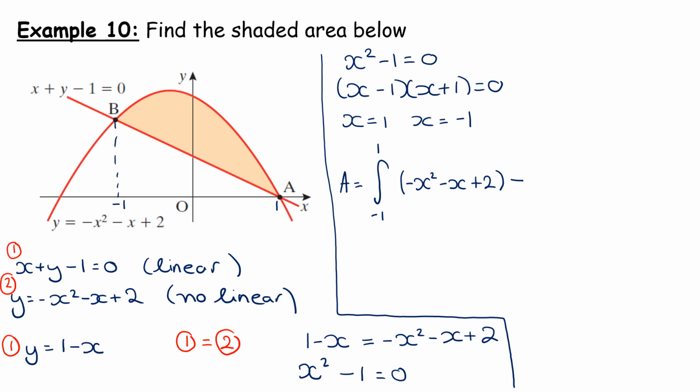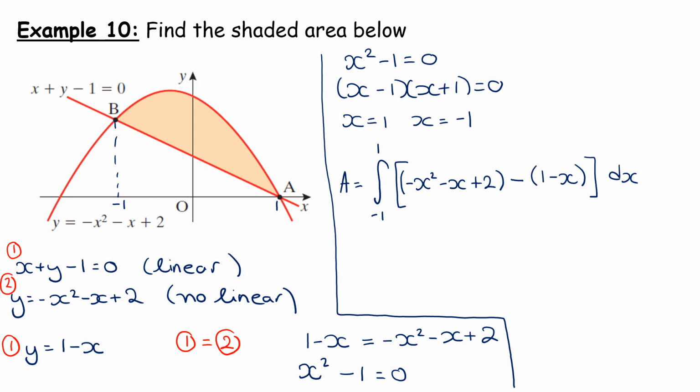Take away the lower function, which now we need to work with in terms of y equals. So this is 1 minus x. We've already isolated that. The reason we want to write it like that is because we don't want to have a y in there. We want to use this form here. So y is equal to 1 minus x. So it's just a rearrangement.